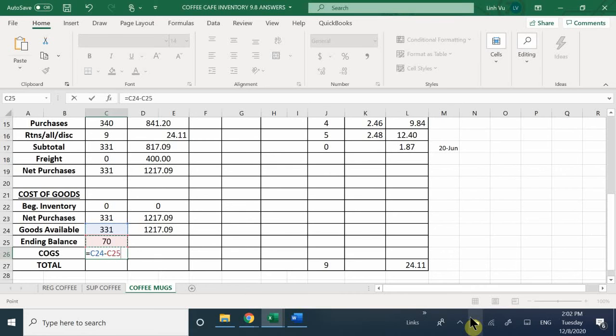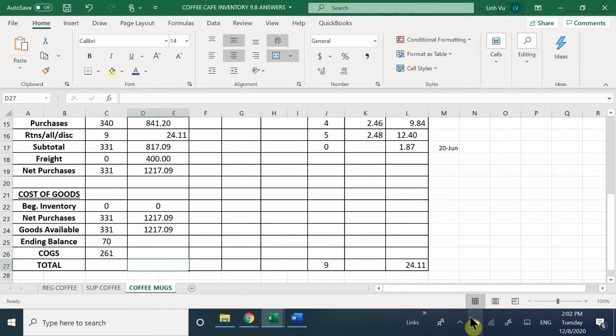So, okay. What was the question? If I started with 331 and I know that I have 70 left, how many cups did I sell? Oh, okay. Equals this minus this. I have them in the wrong column. I got 261. Okay, so we sold a total of 261 cups.